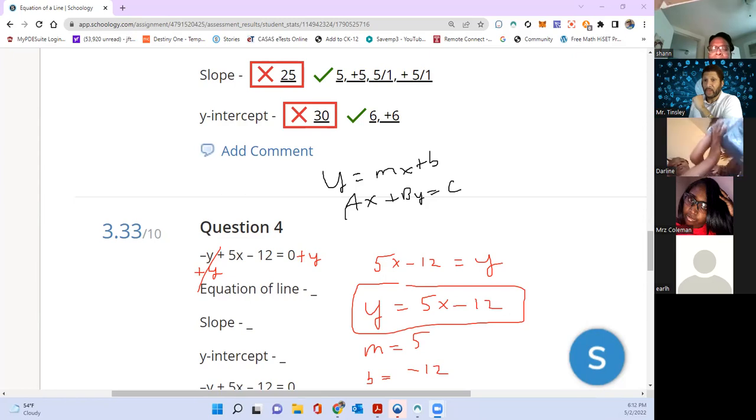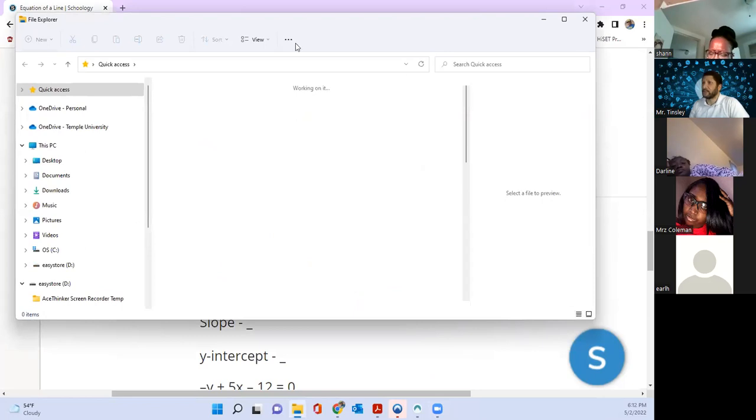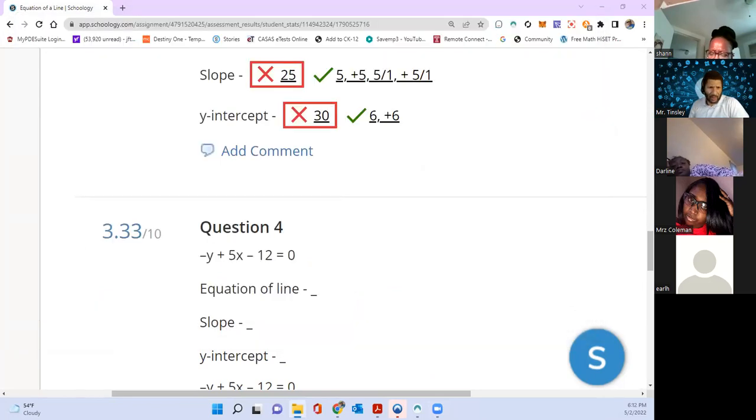Now let me pick up this other problem. Where is it? Let me see if I can find it. I saw a couple of problems people sent me. Let me go to Windows Explorer and go to downloads.